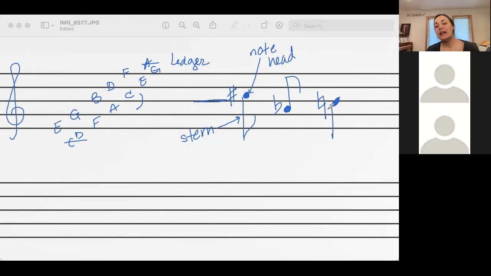Actually, if I'm being as thorough as possible, we have two other clefs. This is something that flutists don't always know or play in. If you've played piano, you might have come across this. The other very common clef is the bass clef. It looks a little bit like a rounded 7 or a backwards C. I don't know how you want to think about it.